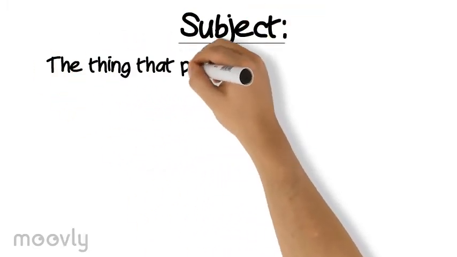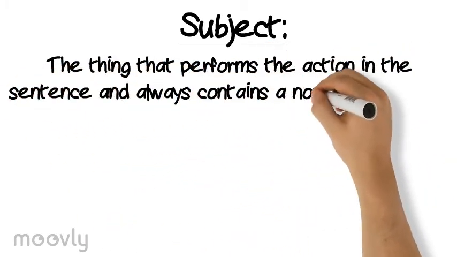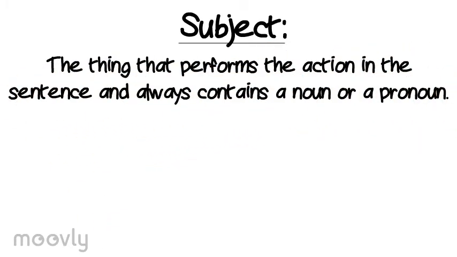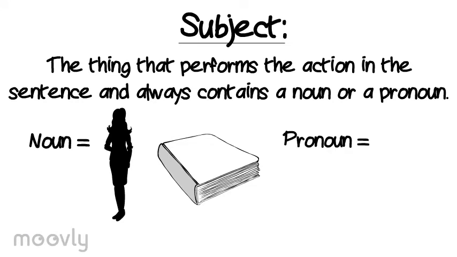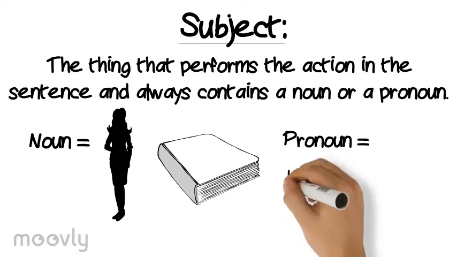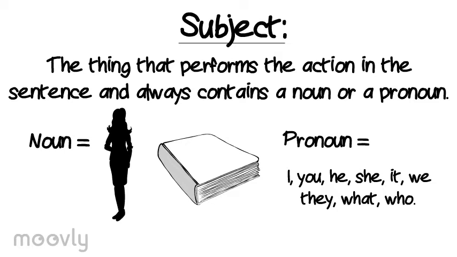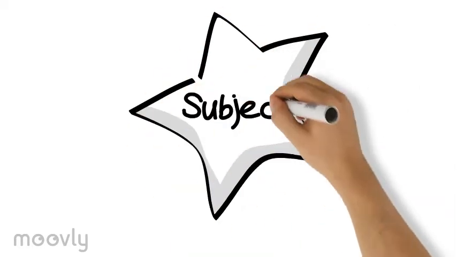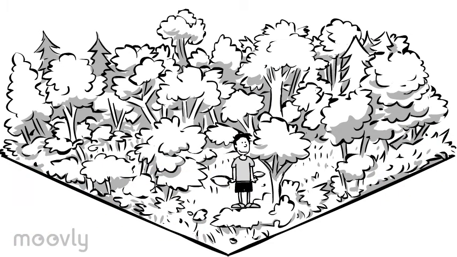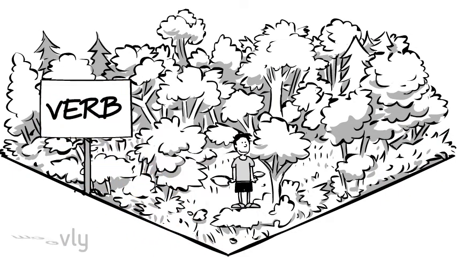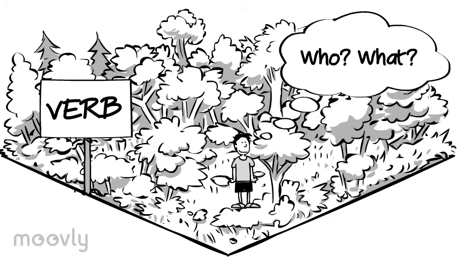The subject is the thing that performs the action in the sentence and always contains a noun or a pronoun. We remember that a noun is a thing like a person or a book, and a pronoun is something used instead of a noun, like I, you, he, she, it, we, they, what, and who. Think of the subject as the star of the show. It's the central character that performs the main action being described in a sentence. If you get lost here, find the verb and then ask yourself who or what is performing this action.